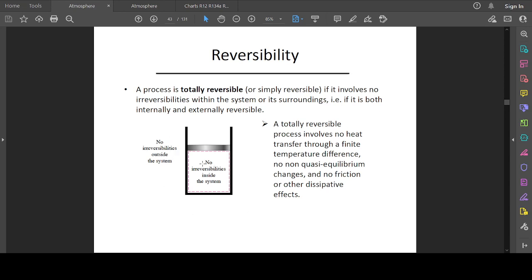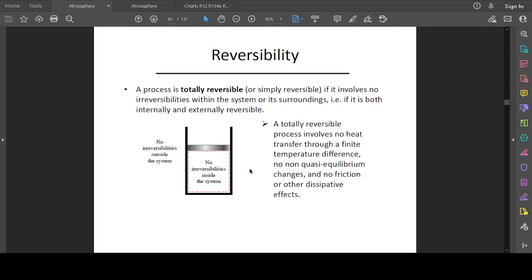surroundings. Now, for you to generate irreversibilities here, you need to make sure that the system has a finite difference in temperature or in other physical properties between the content of the system and the surroundings. A totally reversible process involves no heat transfer through a finite temperature difference. So like I said, there has to be a finite difference in the properties of the system and the surroundings in order to achieve irreversibilities here.